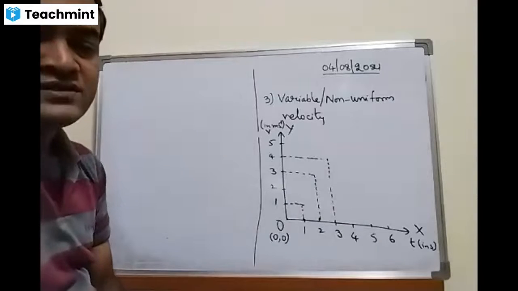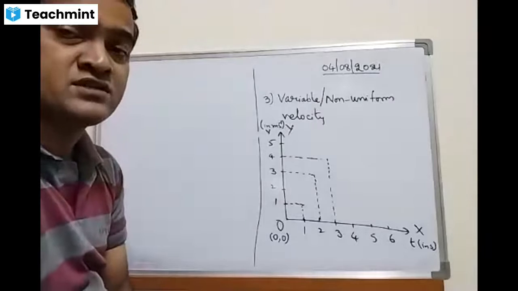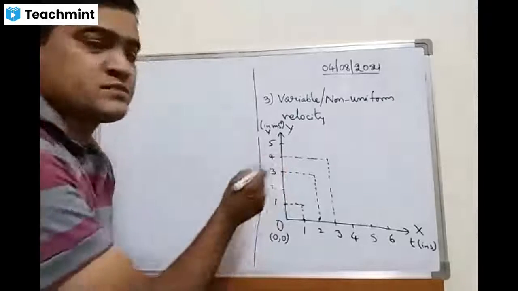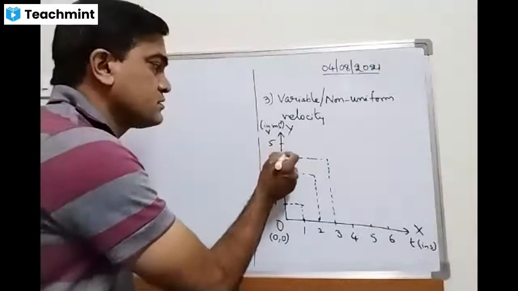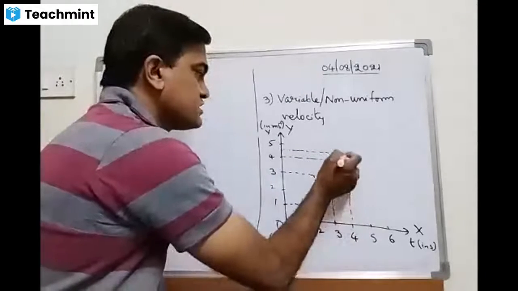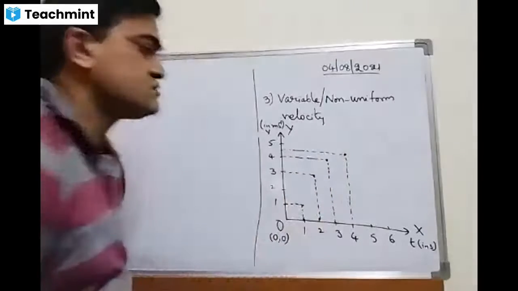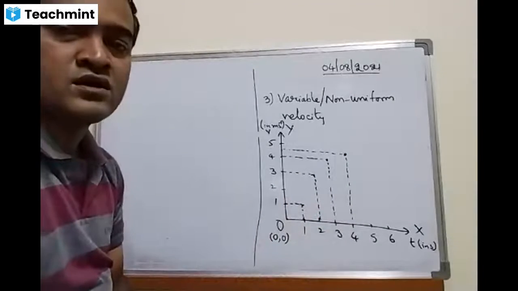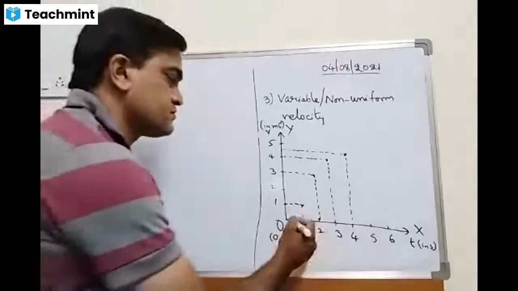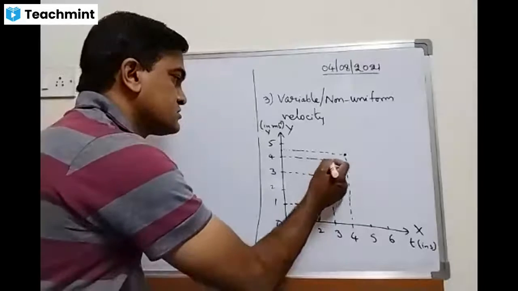And for 4 seconds, if I take the velocity of the particle as 4.5 meter per second, 4.5 is nothing but between 4 and 5, somewhere here. This is for 4 seconds. Now, if you look at the points, these points are not along a straight line. If I join all the points, it will look like this. It goes like this.